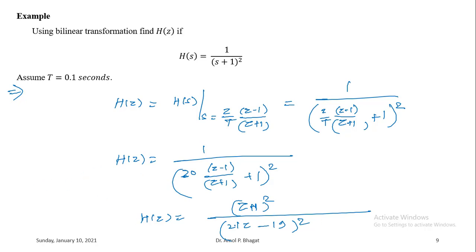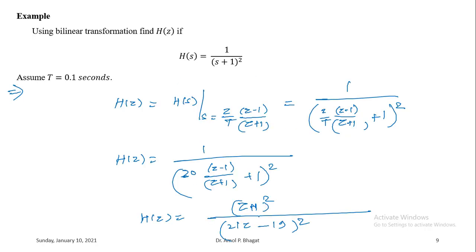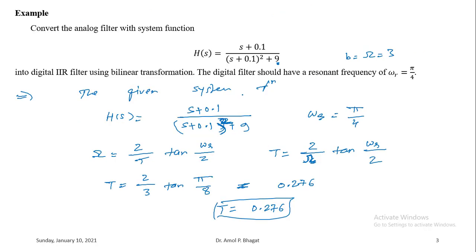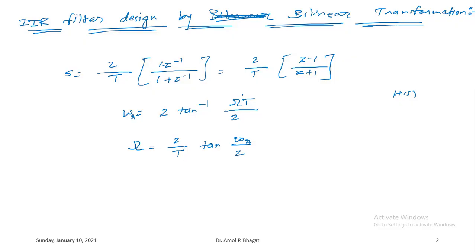So this is the required system function, but again you need the power of z to be negative, so I will keep this as an assignment for you. H(z) equals (z plus 1) whole square upon (21z minus 19) whole square. So this is how you will be using bilinear transformation to get the digital filter from the given analog filter by converting its system function H(s) into H(z) by utilizing different mapping functions. Here we use the bilinear transformation mapping function.